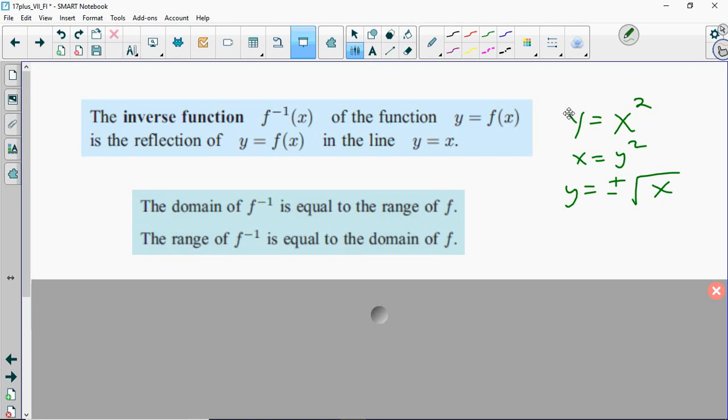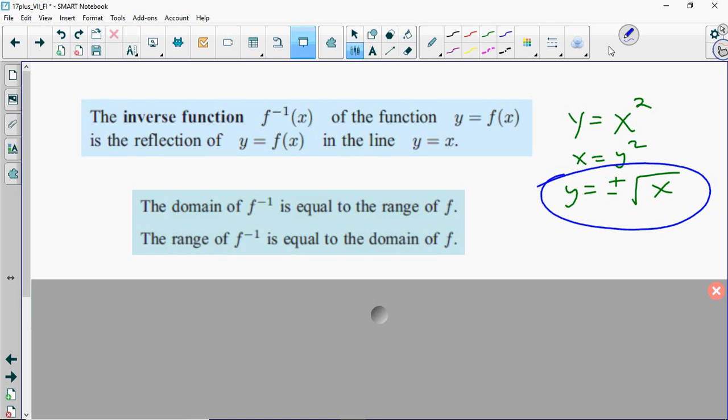So even though this is technically the inverse, we could call this the inverse relation, it's not actually a function. How could I tell from looking at a graph whether the original function has an inverse that is also a function? Again, it all comes back to switching x's and y's. So how could we tell looking at a graph if it's a function at all?